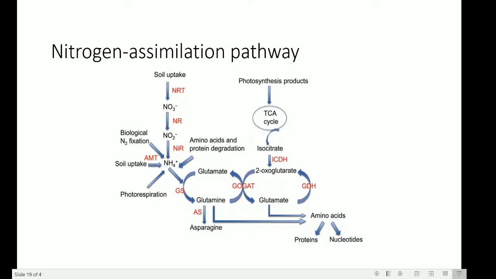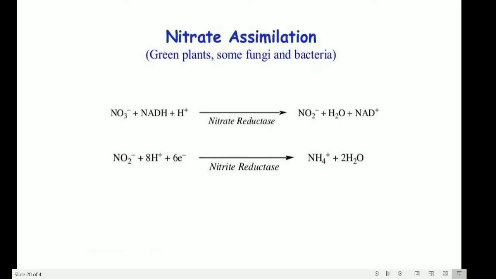In nitrogen assimilation, both pathways release the same product, glutamine. The photosynthesis product also produces glutamine. Using this glutamine, they produce asparagine and the other amino acids. This is the assimilation process equation.